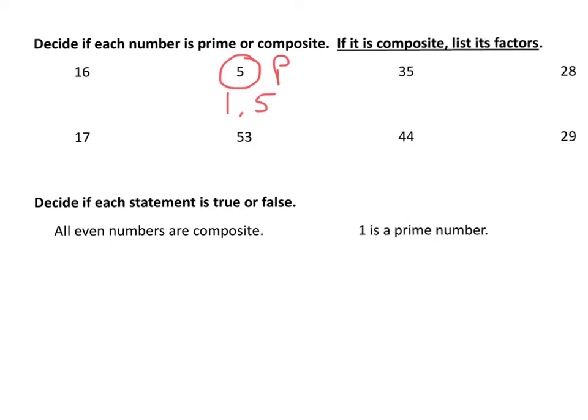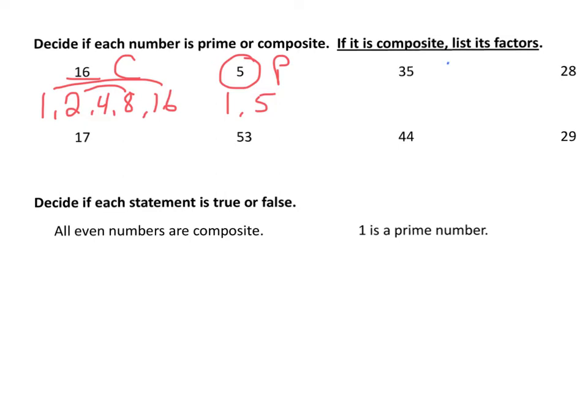A composite number is a number that has more than two factors, meaning I can think of something other than just 1 times the number in order to get to my number. So for instance, 16 is a composite number because I can do 1 times 16, I can do 2 times 8, and I can also do 4 times 4. So because there are more options in what I could multiply together to get that number, that makes it a composite number. So let's look quickly at the rest of these here.